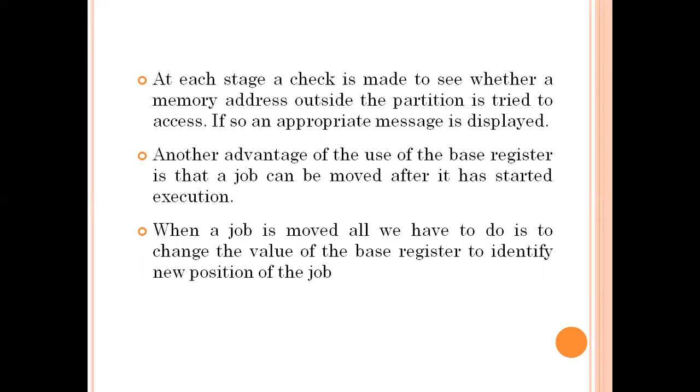And the third point is when a job is moved. Suppose for job 1, partition 1 is allocated, and the operating system moves the job to some other partition. The only thing we need to change is the partition status table. Initially, the starting address of that partition and which job is allocated are recorded in the partition status table. Whenever a job is moved to some other partition, we need to alter the partition status table.